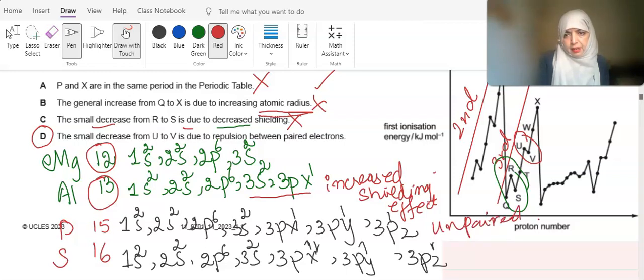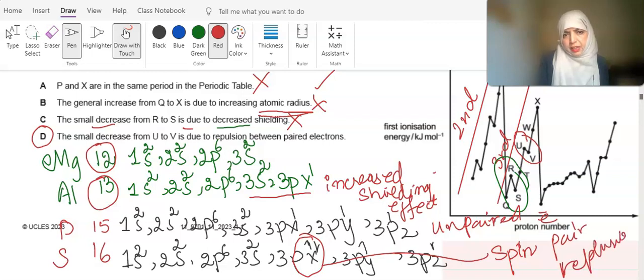And here you can see one of the 3p orbitals becomes paired, and definitely in this case there is repulsion of electrons, which is called spin pair repulsion, and this will decrease ionization energy. The small decrease U to V is due to repulsion between paired electrons, due to spin pair repulsion. So this statement is correct.